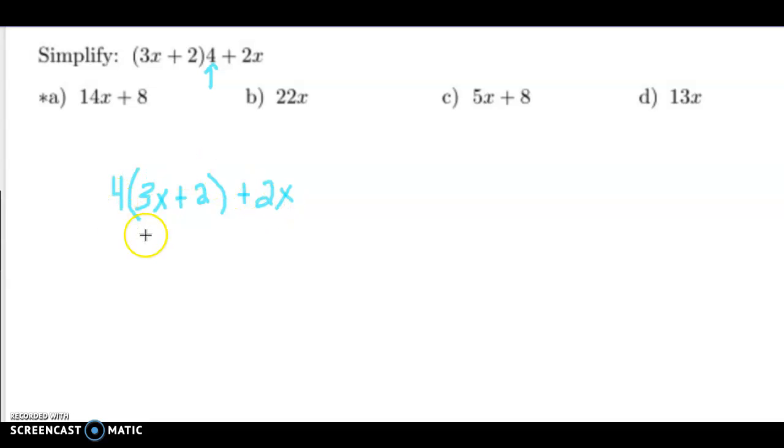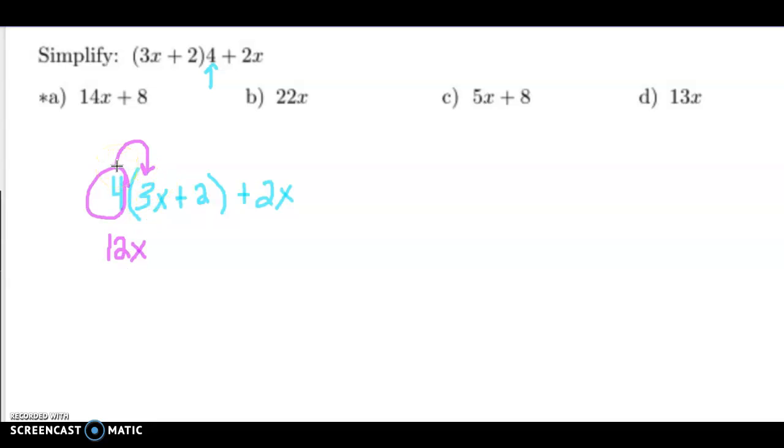Now when I get rid of parentheses, the first thing I do is circle the number that's in the front and I distribute it, or multiply it, by each term inside the parentheses. I like to take care of the integer rules first, and a positive times a positive is a positive. And then I know that 4 times 3 is 12. And 4 times 3x is 12x.